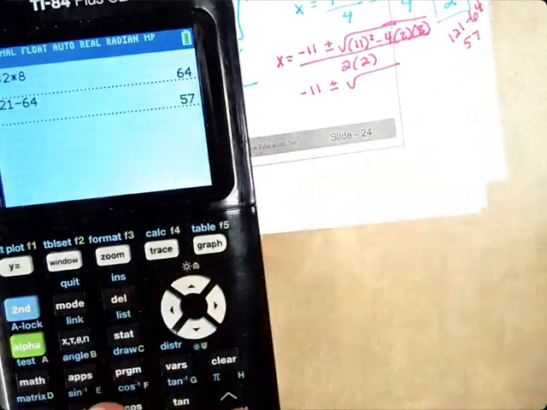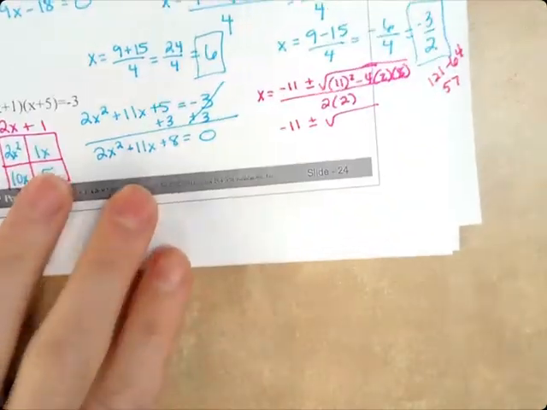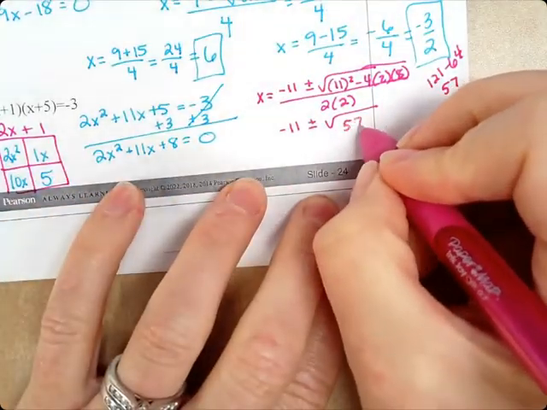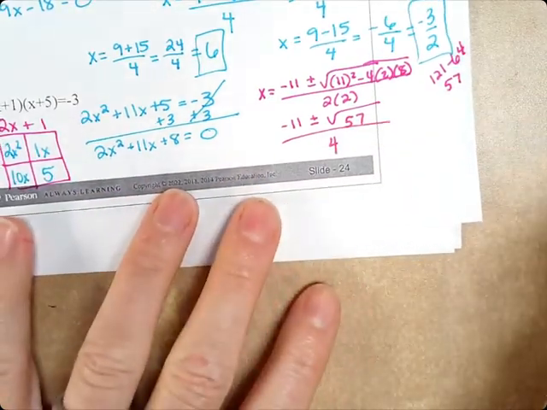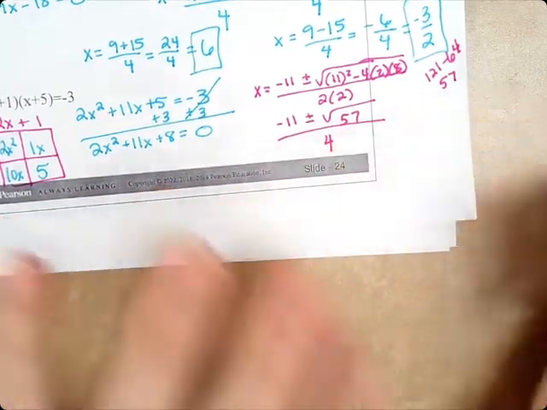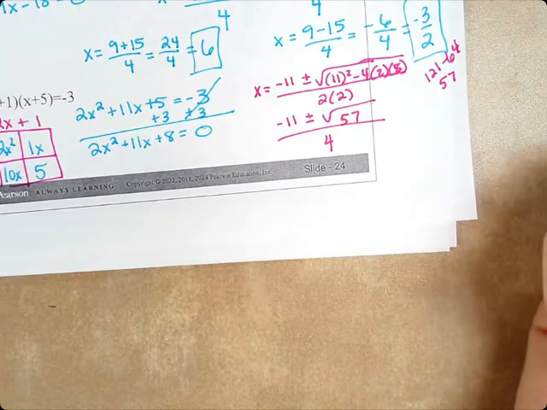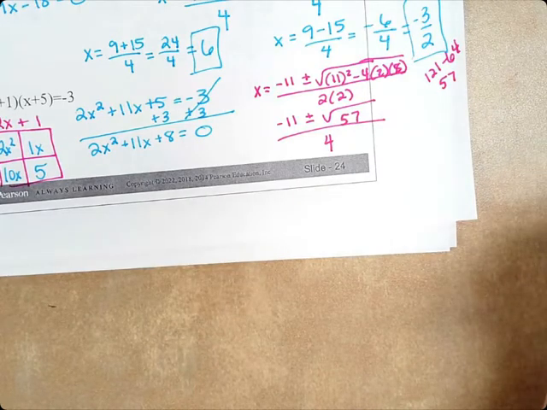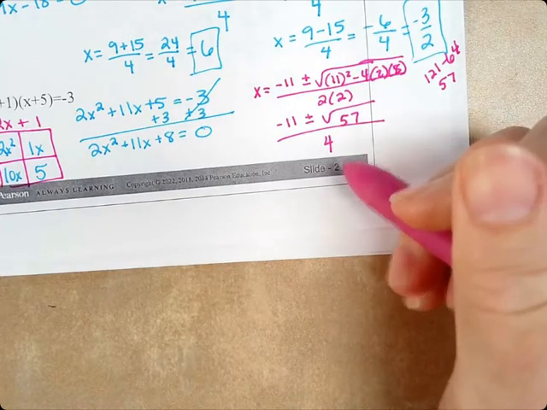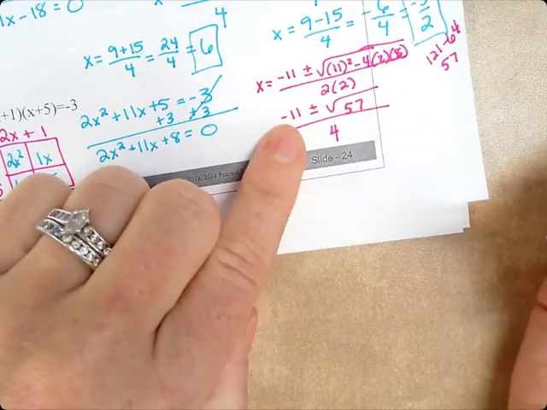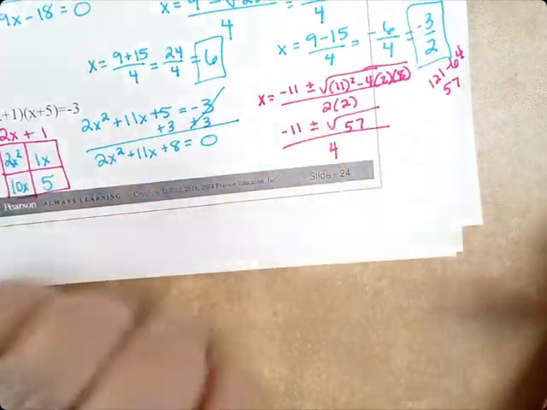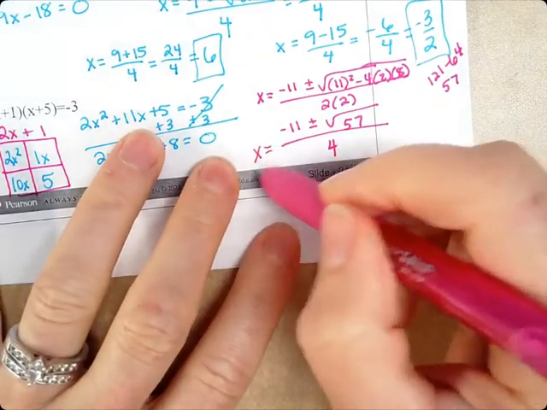Did y'all get 57 inside that radical? Yes. Okay. Did that freak you out at first? Make you think you did it wrong? Yes. It did me too. Are there any perfect square divisors of 57? No. All right, so there's nothing more we can do. 4 can't divide this. That radical can't be simplified. So that is our solution.